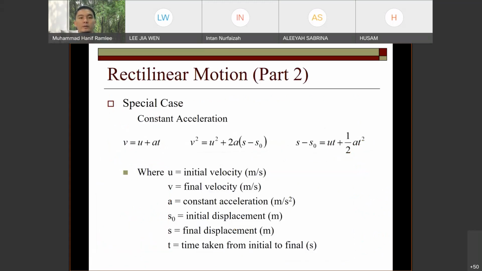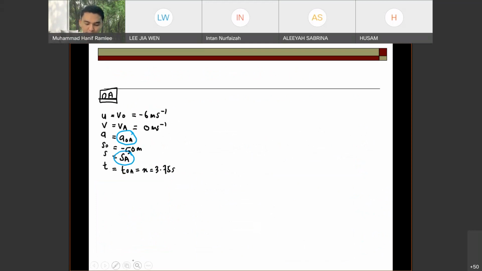The first one, sir? The first one. Okay, with the first one we can get A, right? So using the first formula, we can get the A. Sorry, it should be V equal to U plus AT.